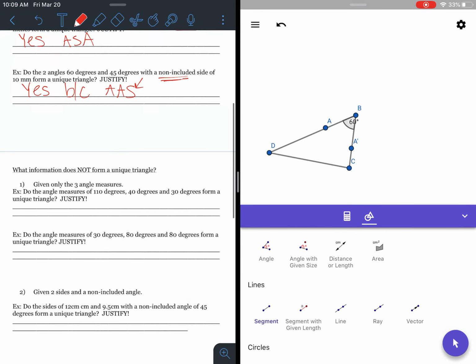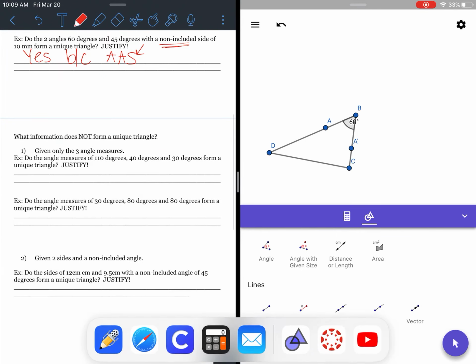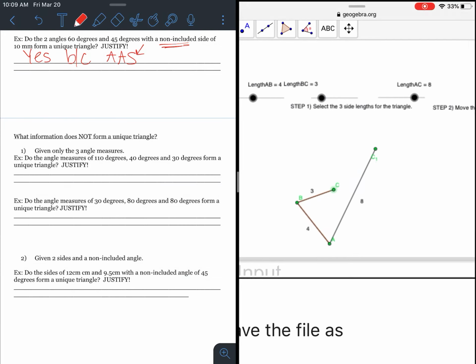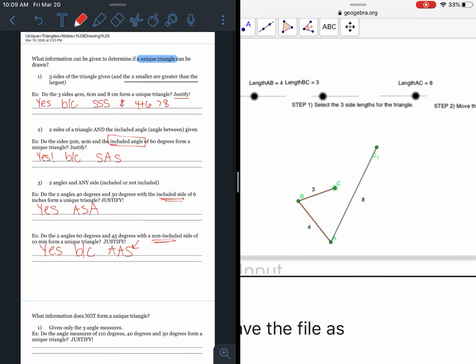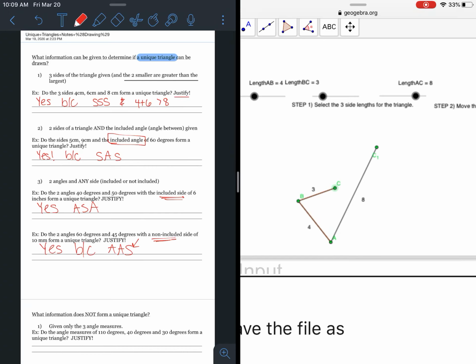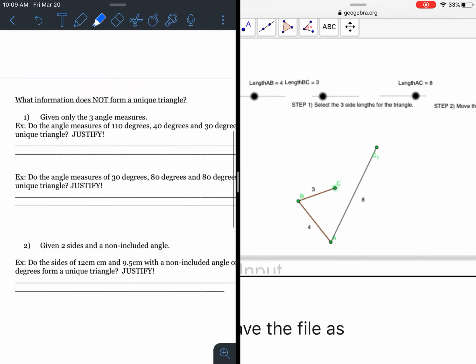All right. So now, what information does not form a unique triangle? So those 4 all do. Side, side, side. Side, angle, side. Angle, side, angle, and angle, angle, side. So now these ones do not.